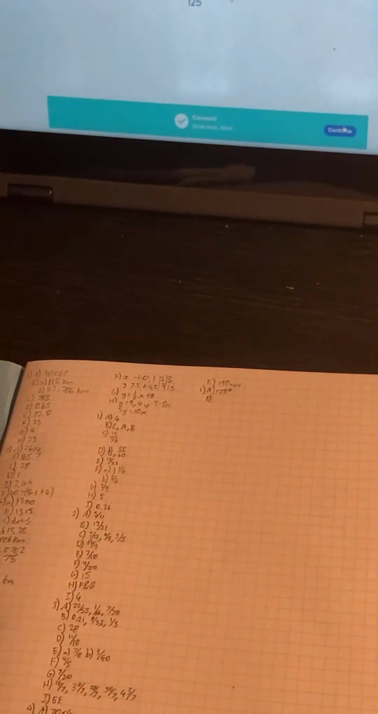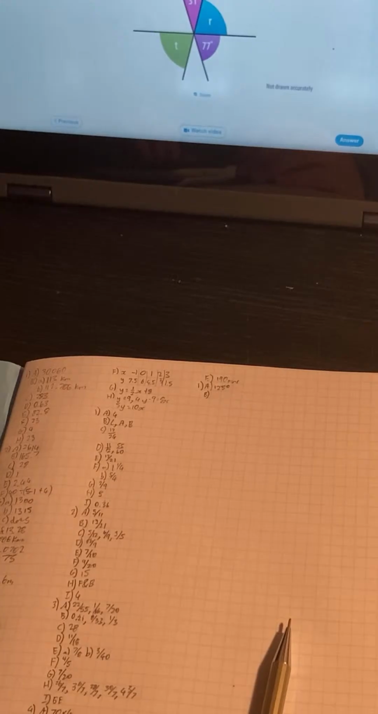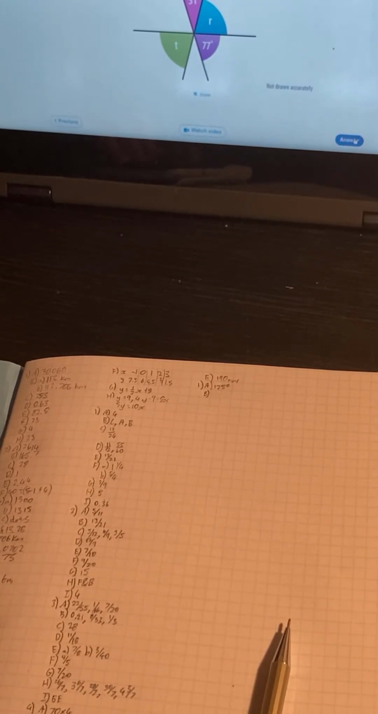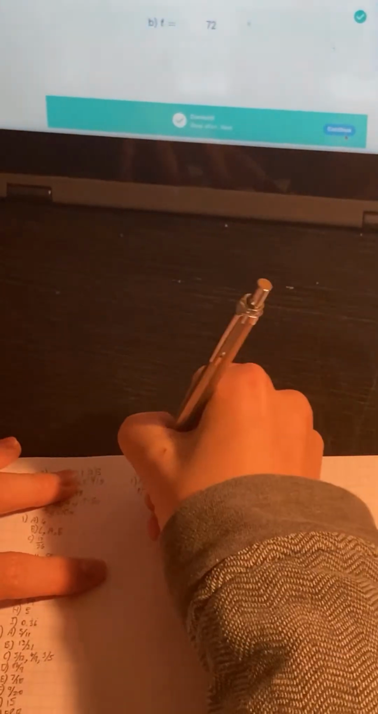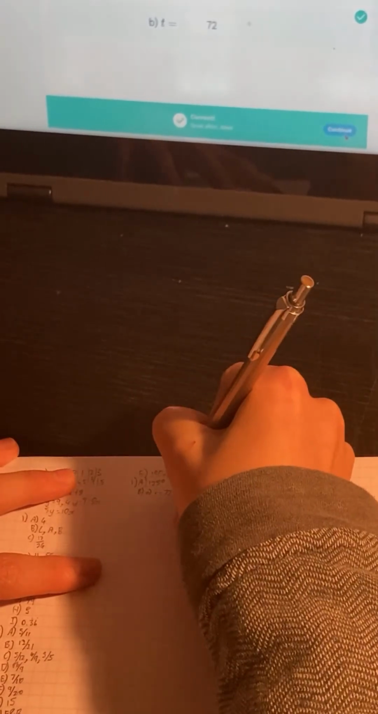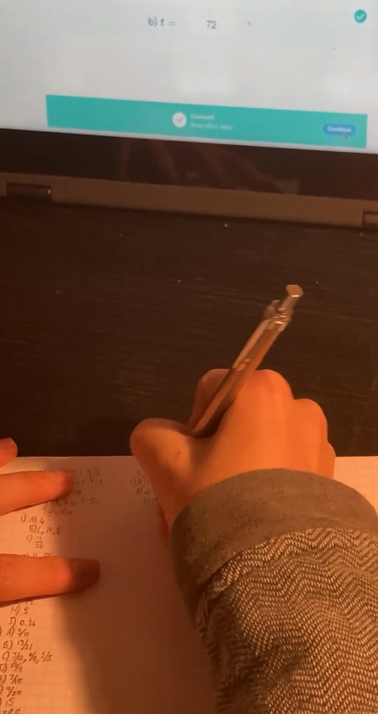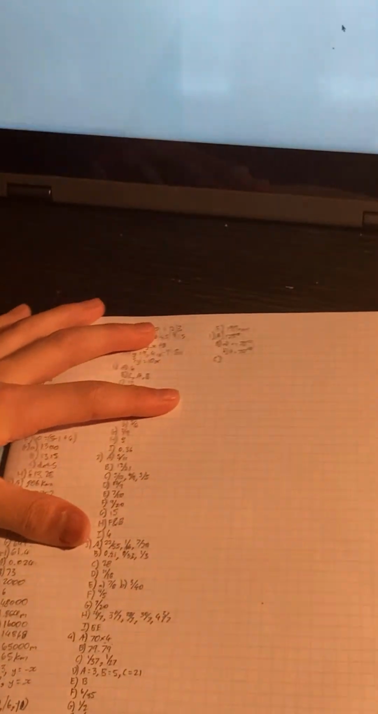B. Size of angle R. Right. 180 subtract 31, subtract 77. 72. And it's vertically opposite. A. R equals 72 degrees. B. T equals 72 degrees. Right. Big C.